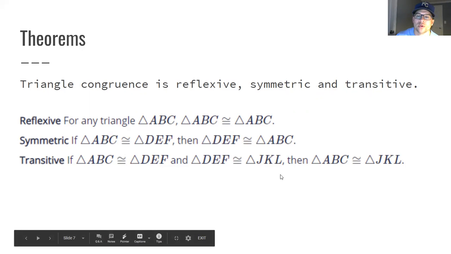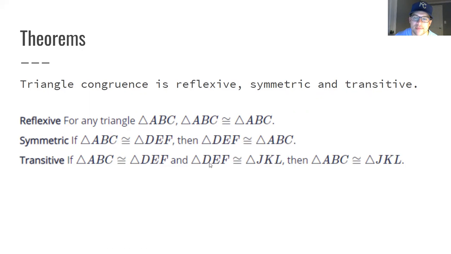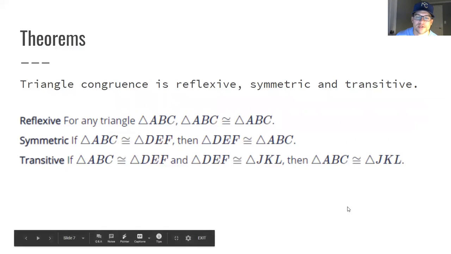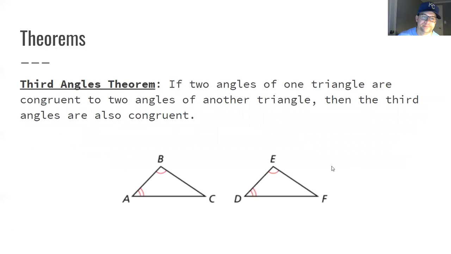Transitive property is including a third triangle. So if the first triangle is congruent to the second, and the second is congruent to the third, then the first is congruent to the third. So going back to our if-then statements with our biconditionals and our conditional statements, these properties are going to be important to help prove things congruent.